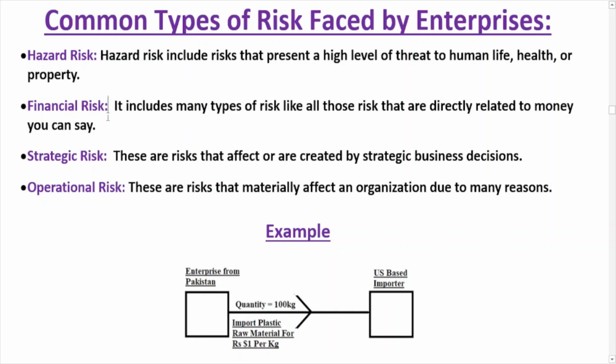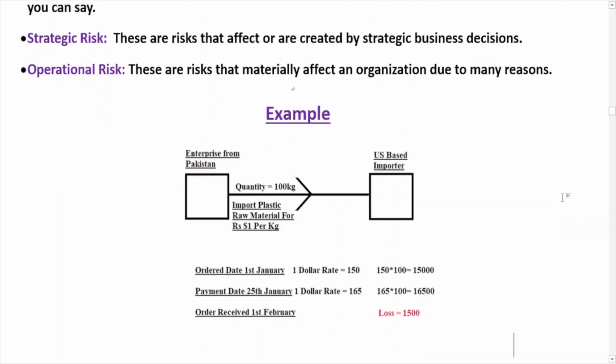Then we have financial risk. It includes many types of risk, all those risks that are directly related to money. They include financial consequences like an increase in cost or a decline in revenues. I have made a very good example to explain financial risk to you guys.